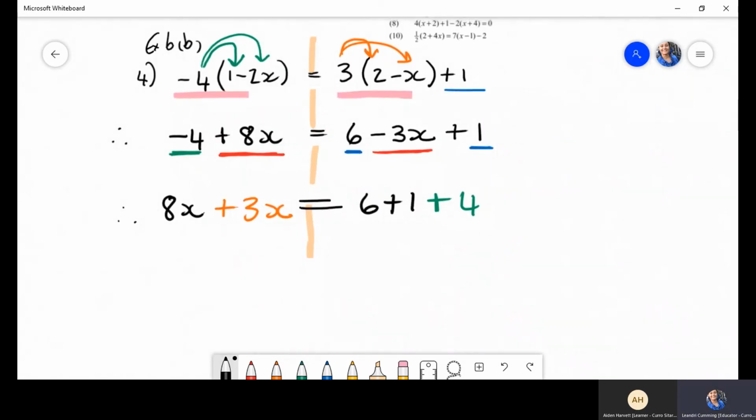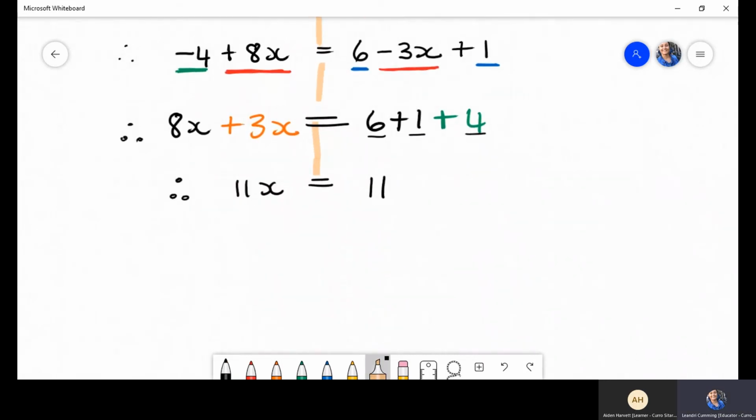Right, let's get going. Now it's 8x plus 3x. That leaves me with 11x is equal to 6 plus 1 plus 4 is 11. I ask myself, how do I undo the 11? Divide by 11, because you want to get rid of the 11. X is equal to 1. Right, there we go.